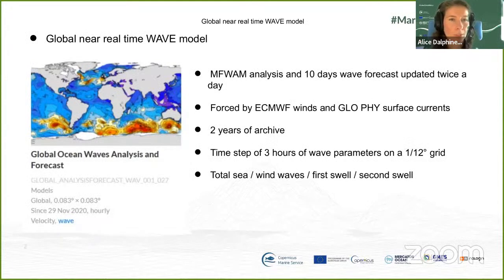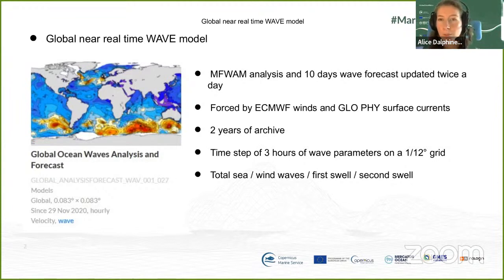So we produce every day a new real-time wave model. We update the data twice a day, and we go up to a forecast of 10 days. And we keep the analysis in a 2 years archive. So you can retrieve the wave outputs of our model up to 2 years in the past.